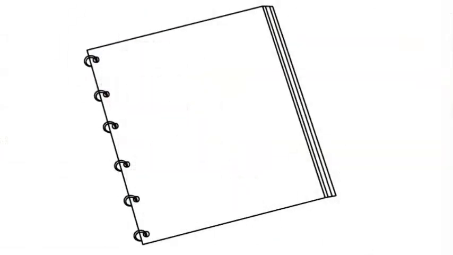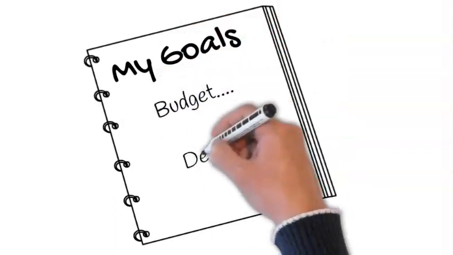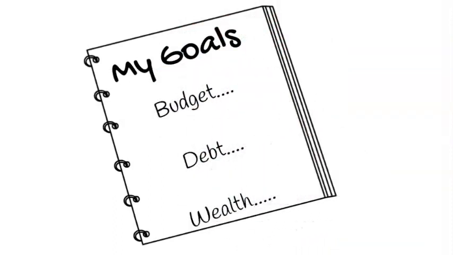Next, write out your plan. This should include your budget, your debt plan, and your wealth plan.